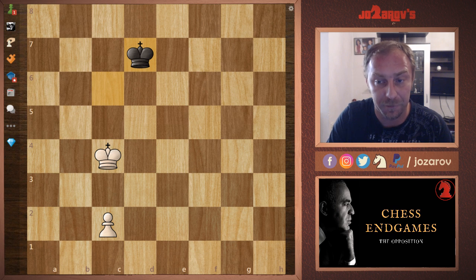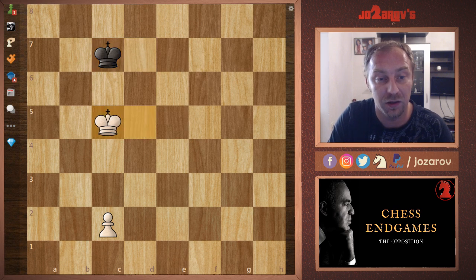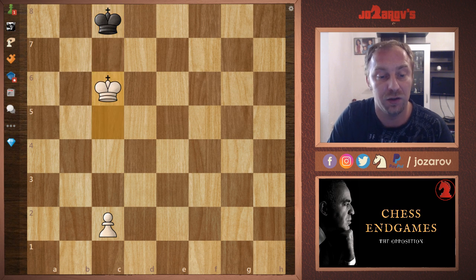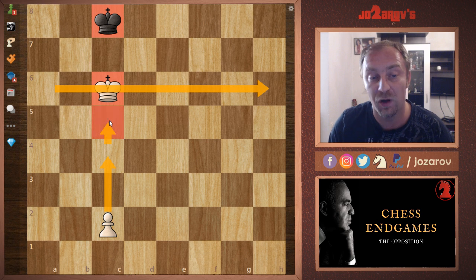Again, after something like king to d7, we go king to d5. We're simply following black's king. After king to d6, king to c7, we have king to c5, and again king to c6, where we have created this so-called parallel setup again. Again, we have the king on the 6th rank, and now it's time to simply move the pawn to the 5th rank and win this game.